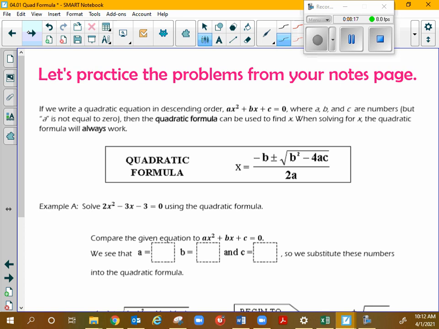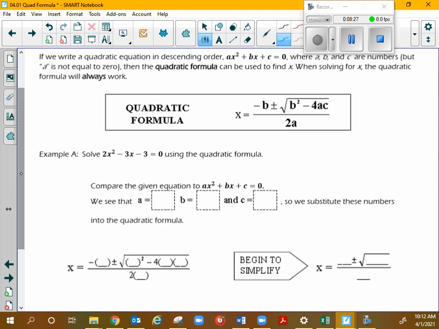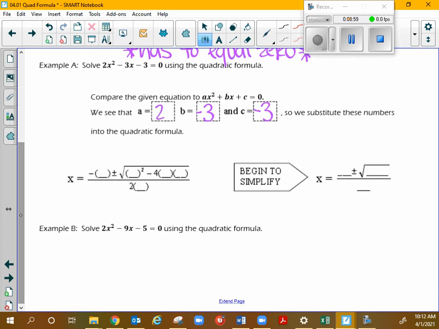All right, so now on to your notes. So this is in front of you. 2x squared minus 3x minus 3. So, like I said before, your equation has to be equal to 0 for this to work, just like if you were solving by factoring. So far so good. What's A? 2. B? -3. C? -3. So we're going to substitute our values into our formula.